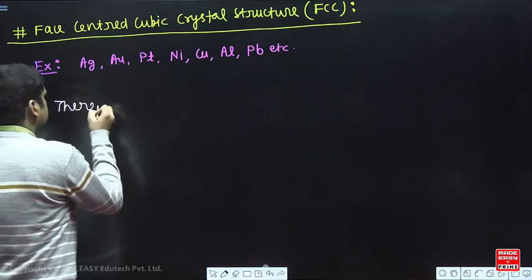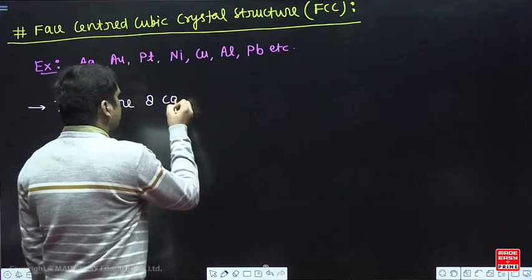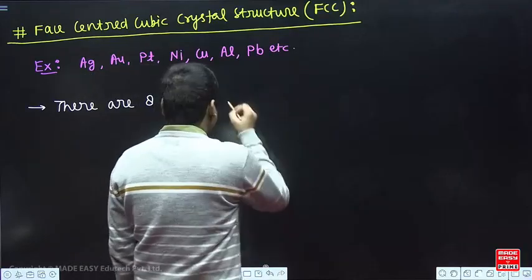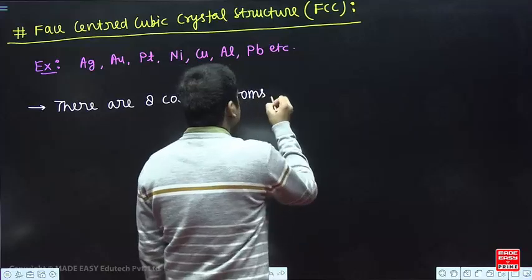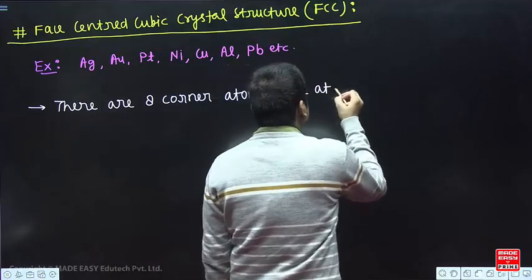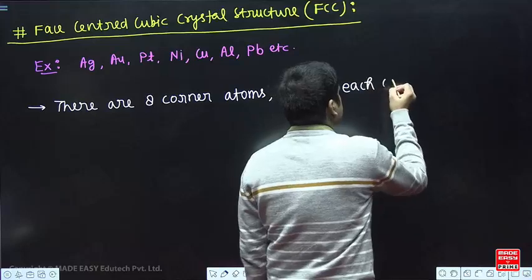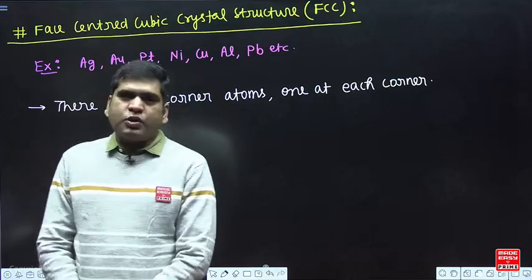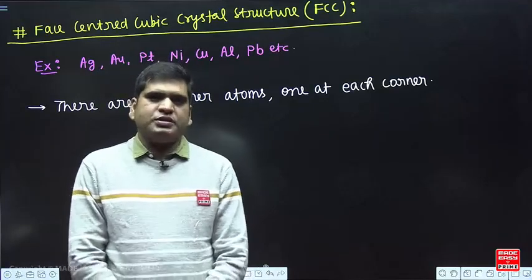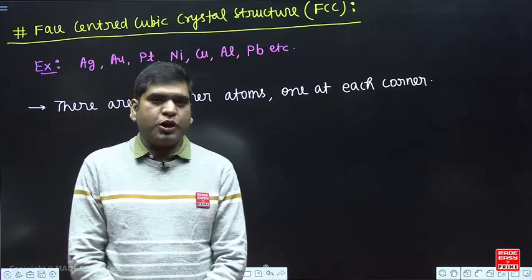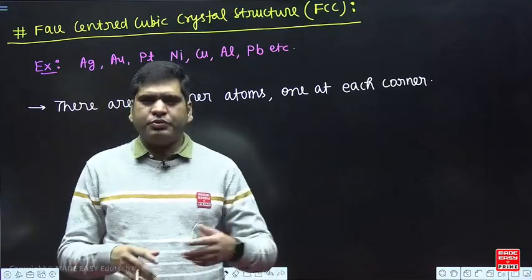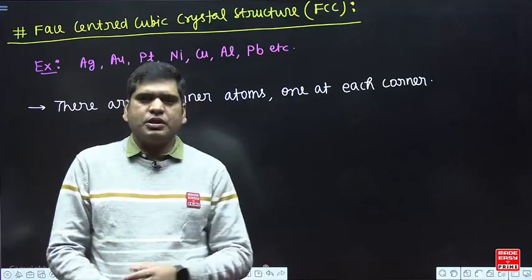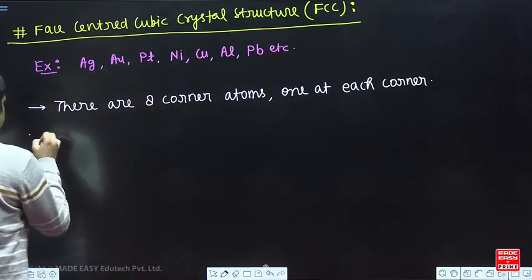There are 8 corner atoms, 1 at each corner. There is 1 atom at the center of each face. So there are 6 face atoms. In a cube, how many faces are there? 6. Consider the room you are sitting in as a cube. You can count 1, 2, 3, 4, 5, 6. So there will be 6 face atoms.